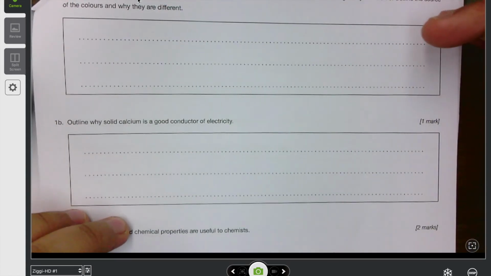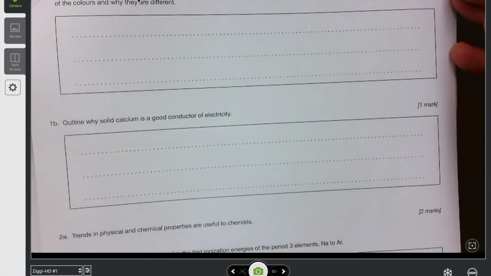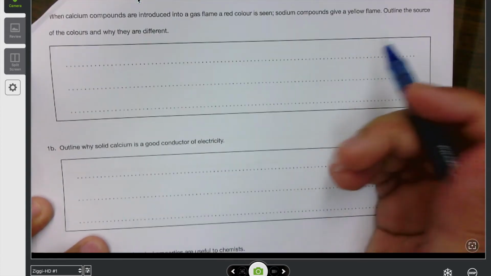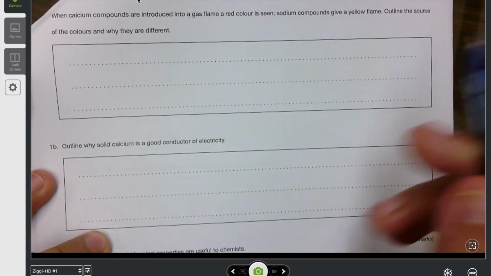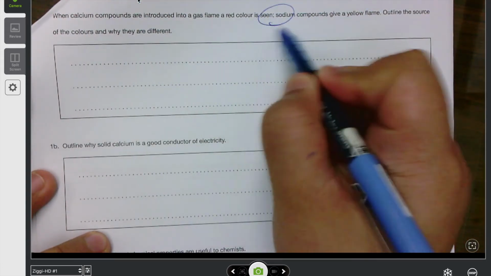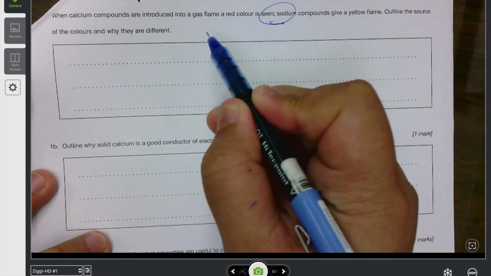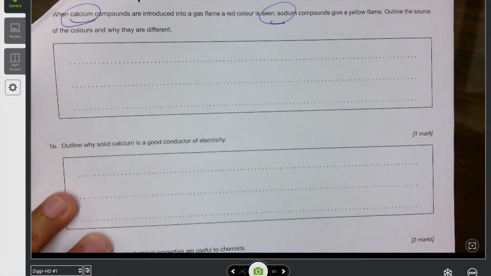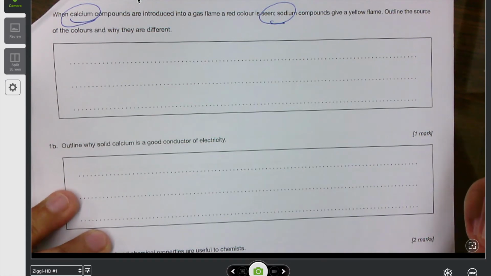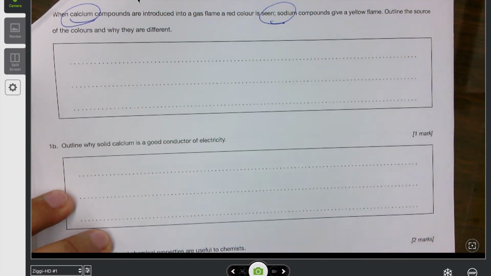So for short answers, 1A, not everybody got that correct. Everybody else told me what they know, but never answered my question. The question is, you have sodium, you have calcium. We're comparing two, sodium and calcium. Sodium having 3 energy levels, calcium having 4 energy levels.